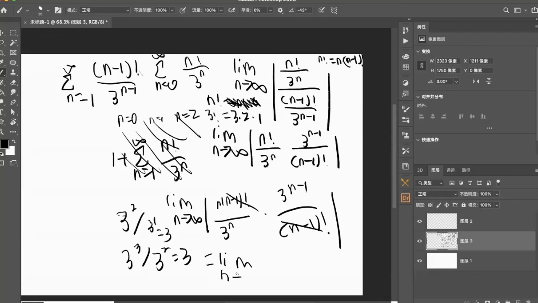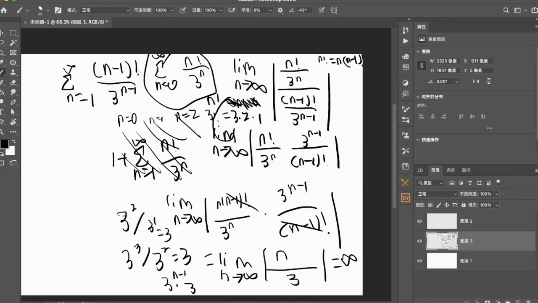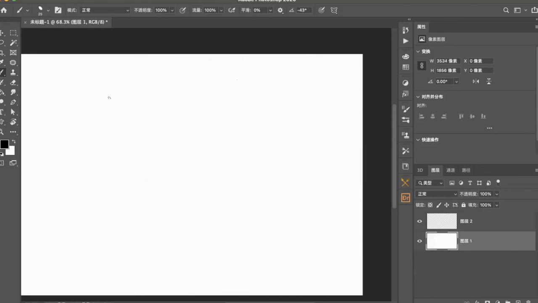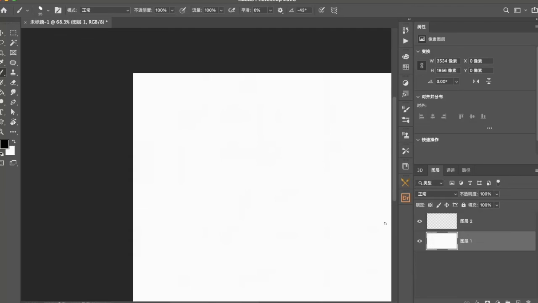So therefore, 3 to the n can be separated into 3 times 3 to the n minus 1. So left behind is 3, and on top is just n. And as n approaches infinity, divided by a constant, it will just be infinity. Therefore, this is divergent. So let's find a question that converges.